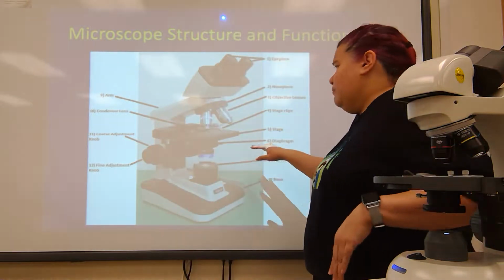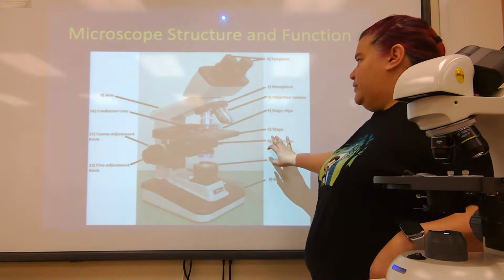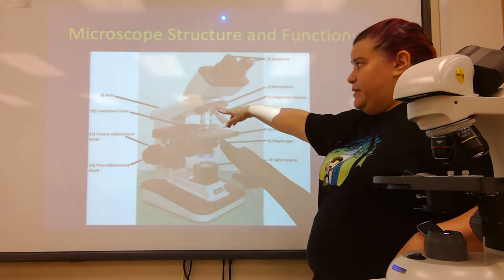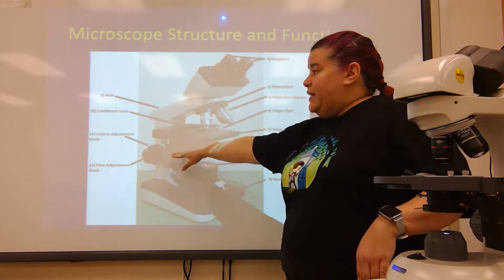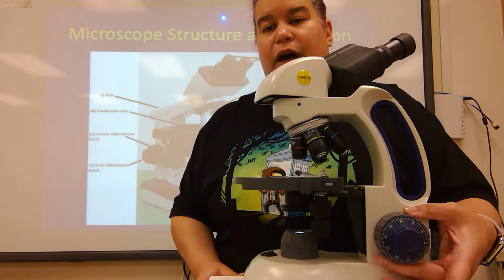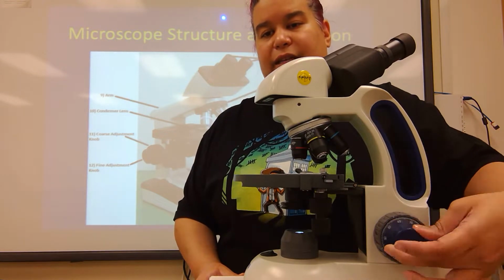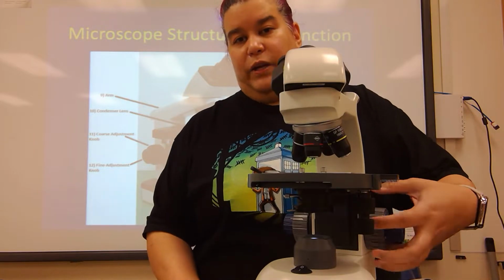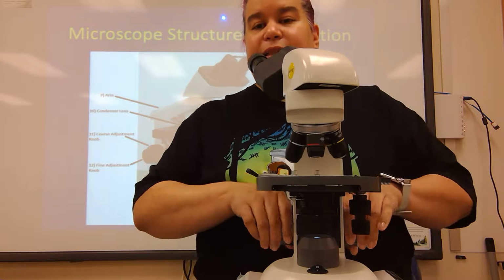All right. So we've got the condenser, we've got the diaphragm, the stage clips, the objective lenses, the nose piece, the eyepiece, the arm. As we travel down, you'll notice these two knobs. I've got one here on the outside, and then I have this one here on the inside. The inside one kind of pooches out a little. The outside one is right up against here.